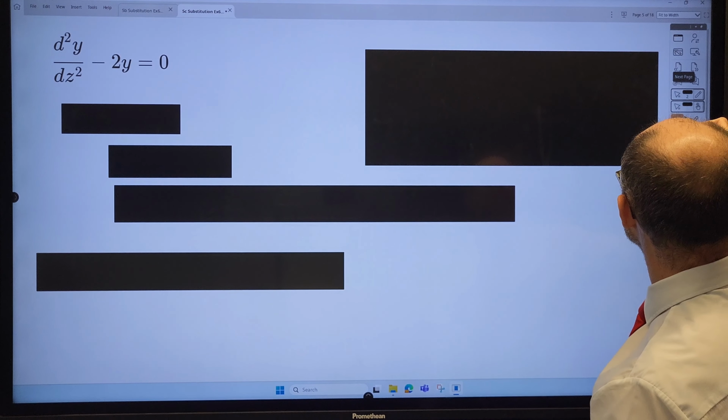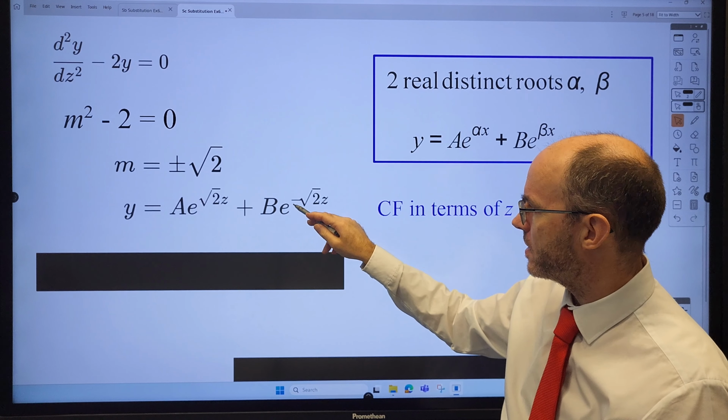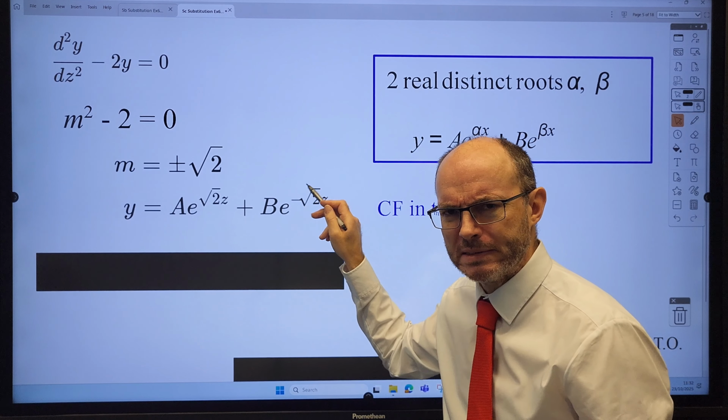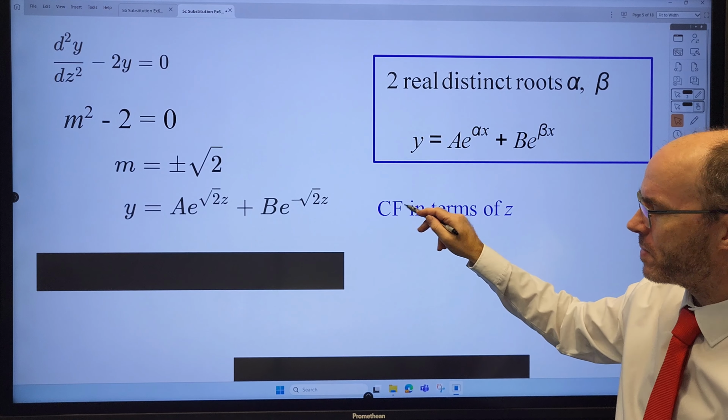So start it off the usual way. Auxiliary equation, solve for m, positive or negative root 2. The general solution of that looks of this form, so we're going to write that up: a e to the root 2x plus b e to the negative root 2x. Hope that's clear. Now that is our complementary function.